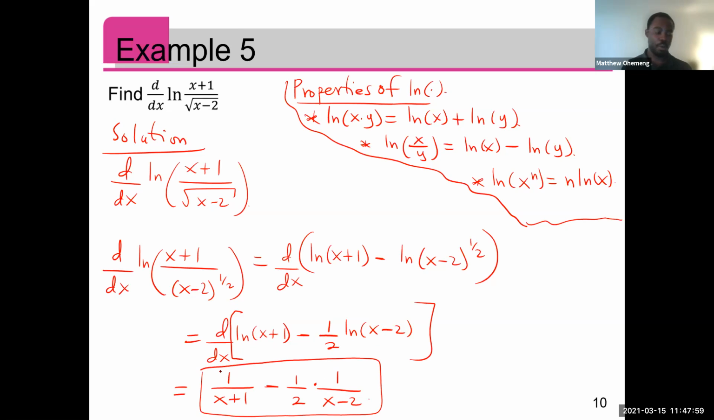Now, this example is good in a sense that it's going to lead us to something we call logarithmic differentiation. But please, do you have any questions on this example? Okay. Anybody needs time here? Okay, then let's move on to logarithmic differentiation.